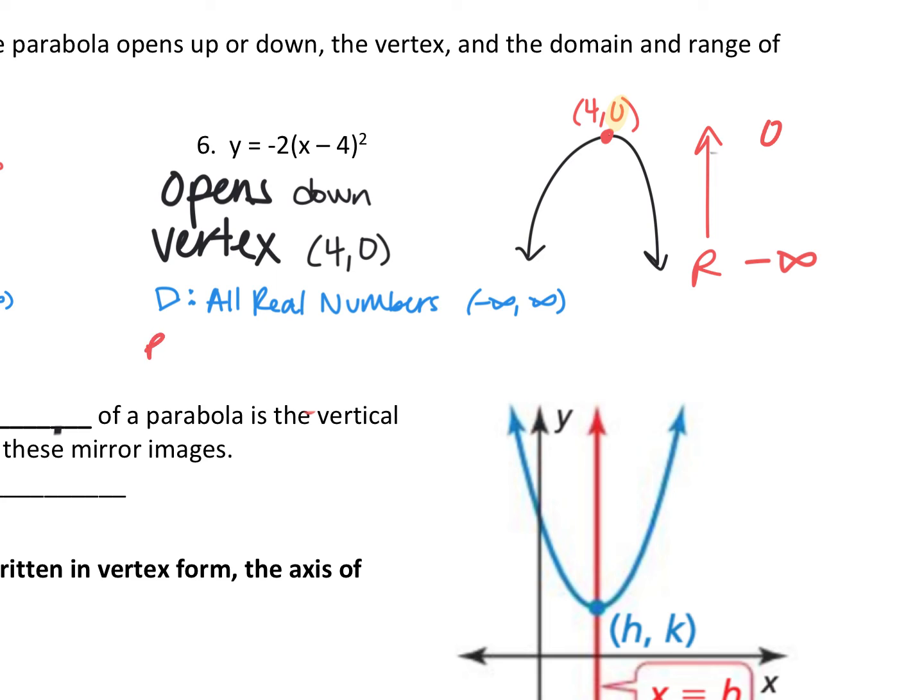So that's why my range is, you could write it one of two ways. You could say, in parentheses, -infinity up to 0, bracket. Or it's the y values less than or equal to 0. Either way is great.